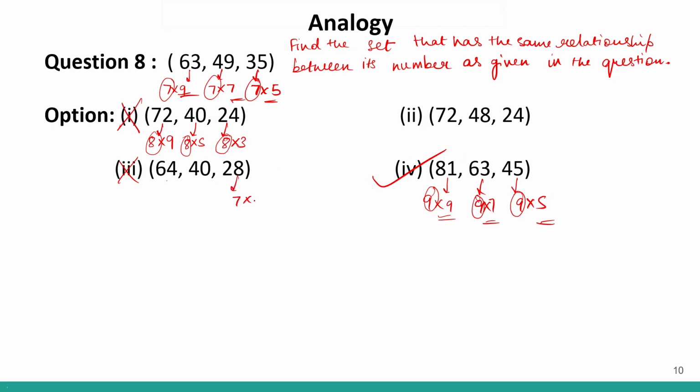This one is basically 7 into 4. This is 8 into 5. And again, 64 can come in numerous tables. It could be 8 into 8. So I cannot form a logic in this one also.